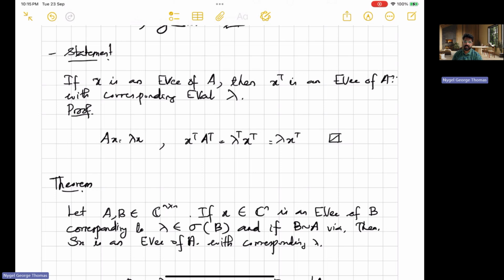This is also a result which can be easily proved. If x is an eigenvector of A, then x transpose is an eigenvector of A transpose with the corresponding eigenvalue lambda. We've seen similar sort of results at multiple places where we try to find the eigenvalue of P of A, where we have the polynomial P of lambda. Similar to that, if you take the transpose, then its corresponding vector is x transpose, but the eigenvalue will be the same. Why is the eigenvalue the same? Because the eigenvalue is actually a scalar. The transpose of a scalar is the scalar itself.